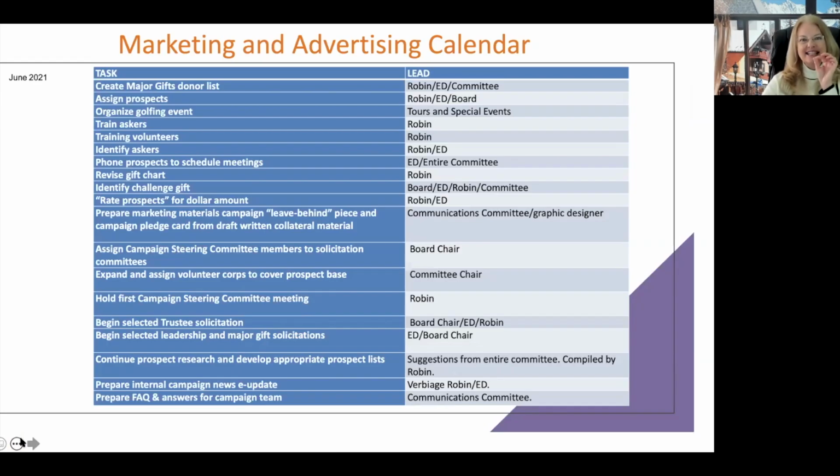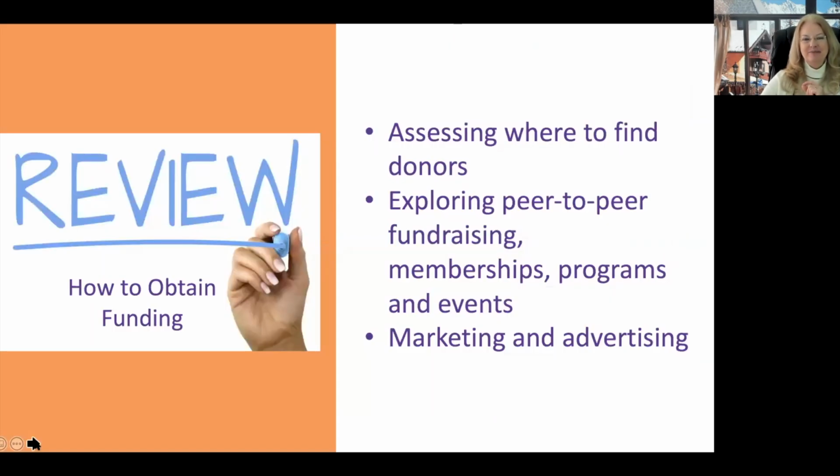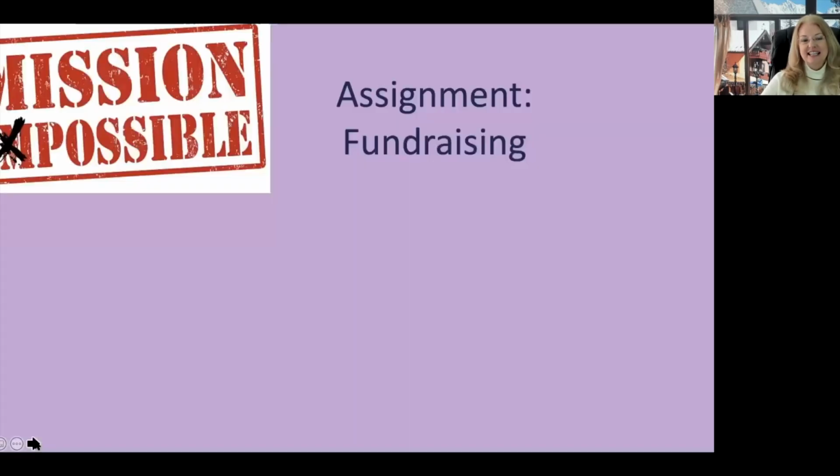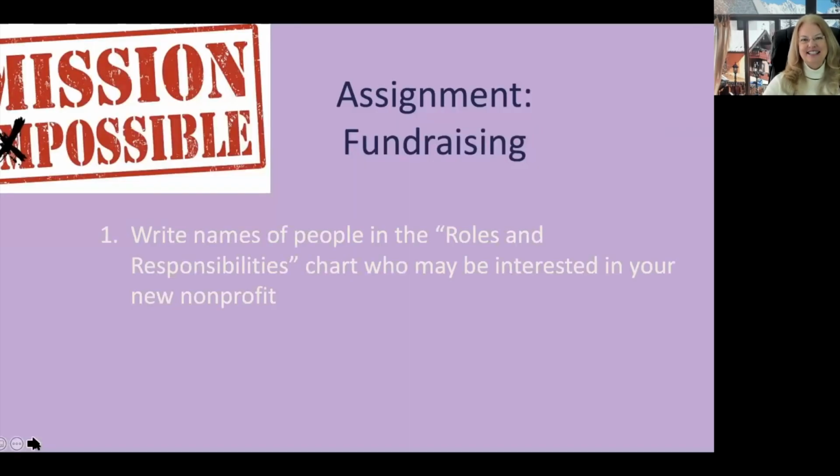All right, let's review where we've been today. Assessing where to find donors. Exploring peer-to-peer fundraising, memberships, programs and events, and marketing and advertising. Now, if you have any questions, just send them to me. And now we'll talk about what your assignment is before the next one.